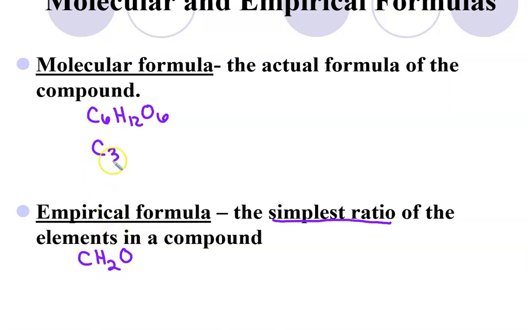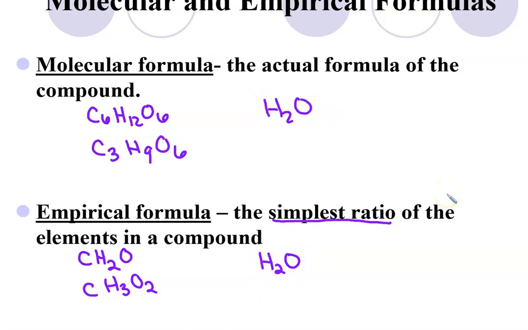So if we had C3H9O6, can you see that we could reduce this all by 3 this time, and you get C1H3O2. So smallest number that will go into each. So there are some on your test where I give you the molecular, you're going to reduce it down to the empirical. Not bad at all. There are times where the empirical and molecular are the same formula, so that does happen as well. So for example, like water, that is the actual formula for water, and it is also the empirical formula for water, or dihydrogen monoxide.